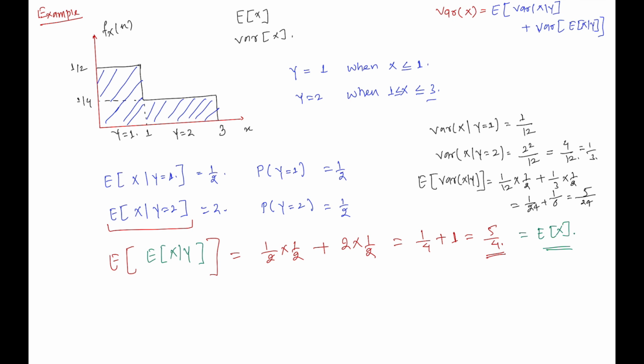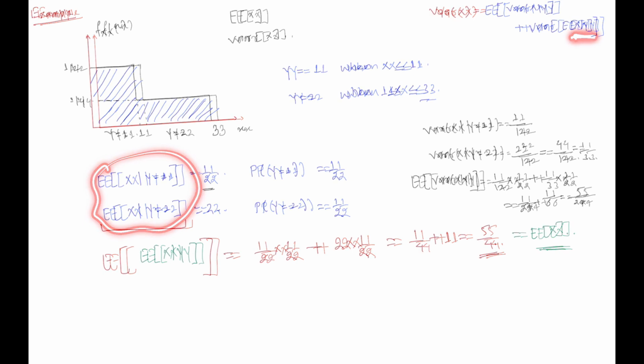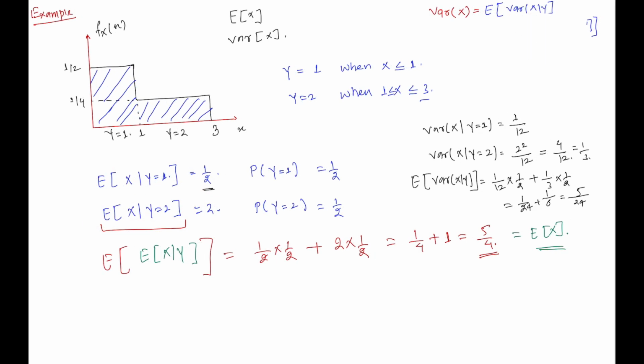Now we have to find this term, the variance of this random variable. So this is again a random variable, right? Okay, let's try to find this term here. How can we find it? We just need to find the variance of this random variable. And what's the random variable? The random variable is the conditional expectation of x given y.